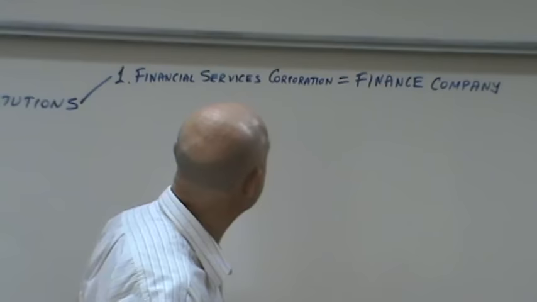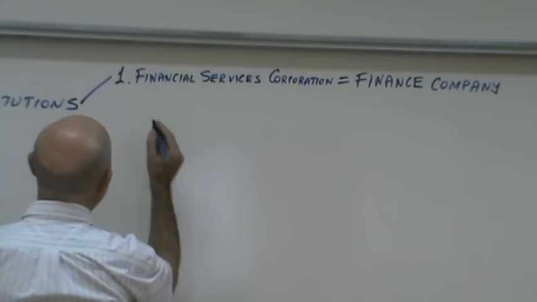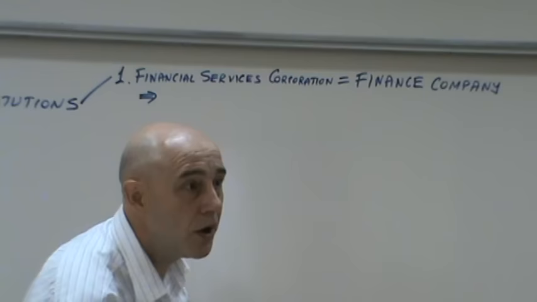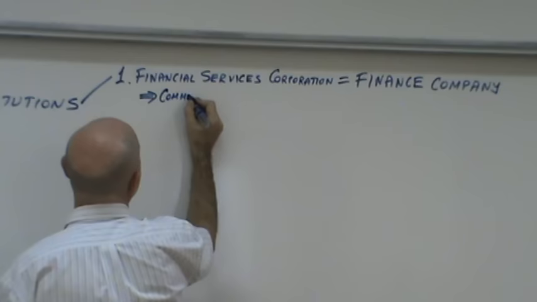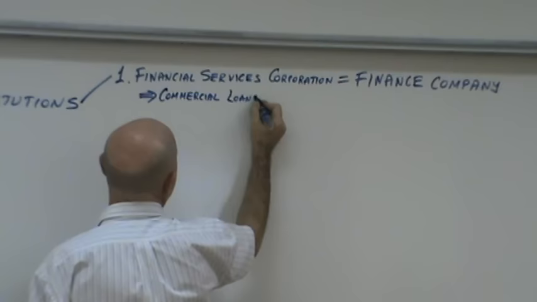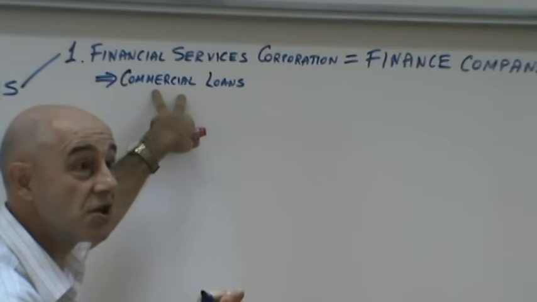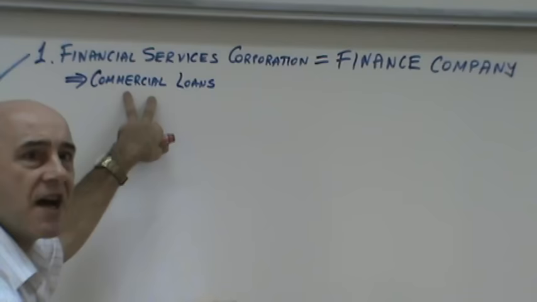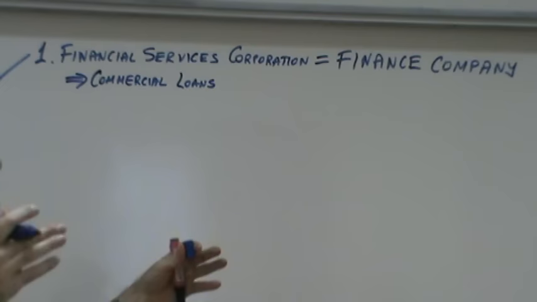So what does the finance company do? I'll put in a little arrow under one. What do they do? Well, number one, they do commercial loans, for the most part. Again, they do commercial loans but don't accept deposits. That's the big difference. If it doesn't accept deposits, it's a completely different beast, with completely different characteristics.